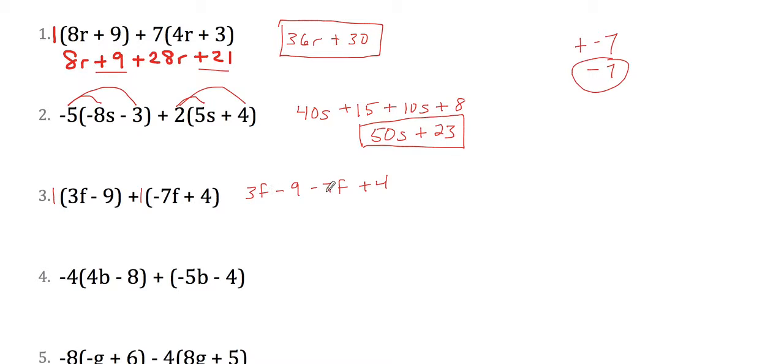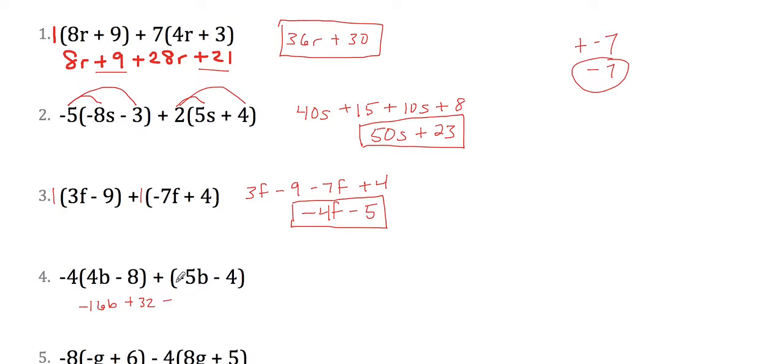So we have 3f minus 7f is going to be a negative 4f. And then negative 9 plus 4 is going to be negative 5. So here's our answer for number 3: negative 4f minus 5. Number 4, we have negative 4 times 4b is negative 16b. Negative 4 times negative 8 is positive 32.